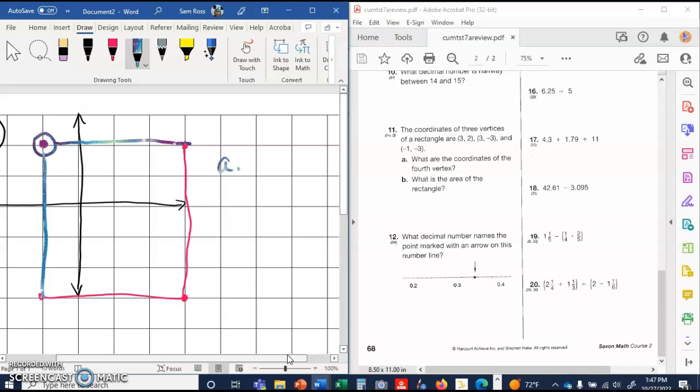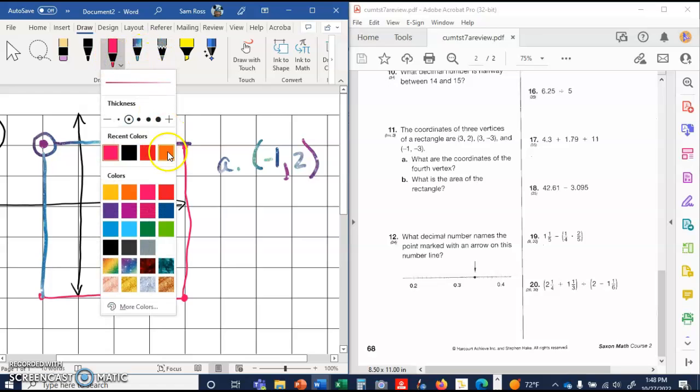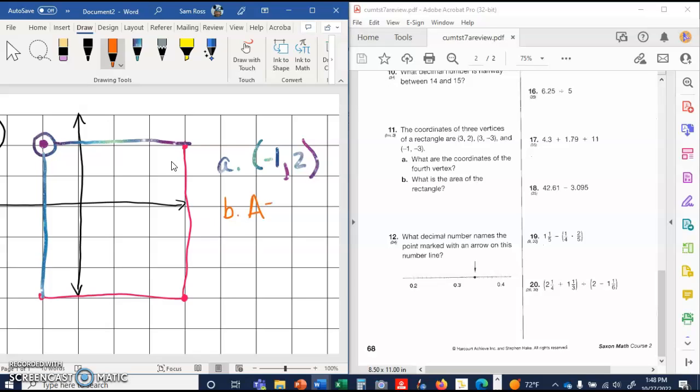Is, let's see, -1, +2. And then it says, what is the area? So let me get another color here. So B area, and I would write all of this in my spiral, is length times width. So I know that my length is equal to, let's see, 1, 2, 3, 4. And my width is equal to 1, 2, 3, 4, 5.